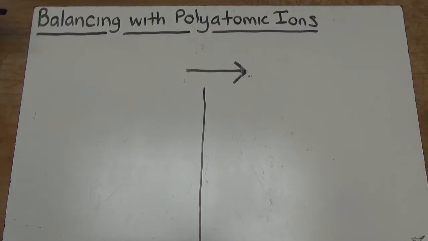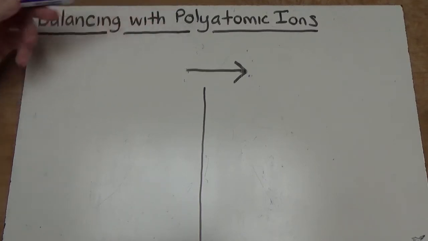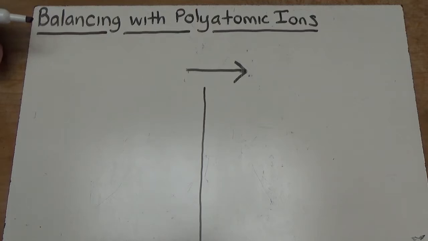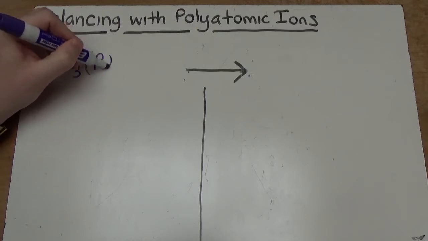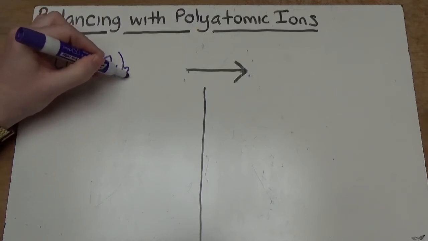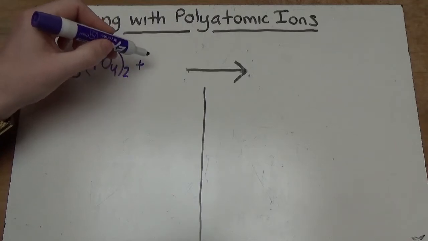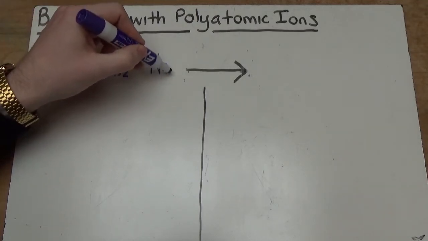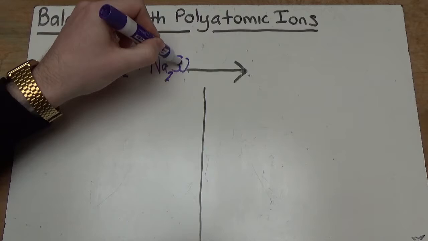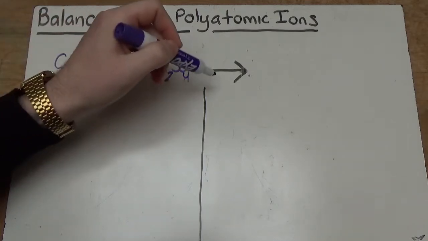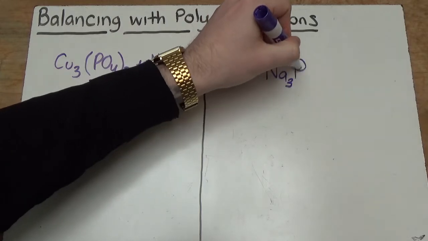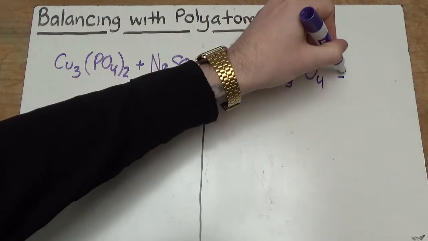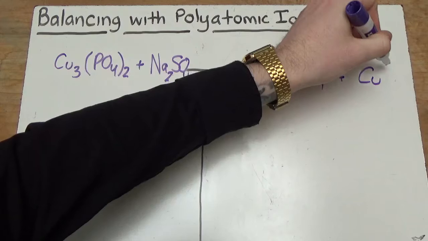Today's lesson is balancing chemical equations with polyatomic ions. So let's start off. I have copper phosphate plus sodium sulfate leads to sodium phosphate and copper sulfate.